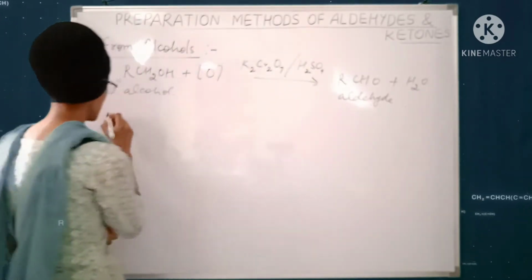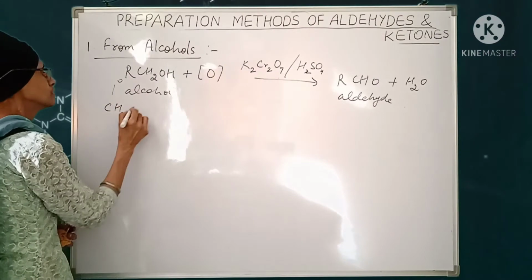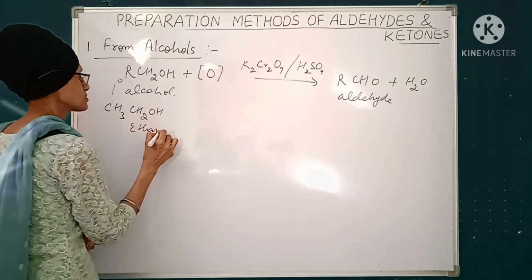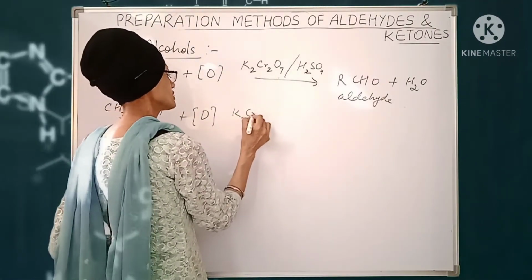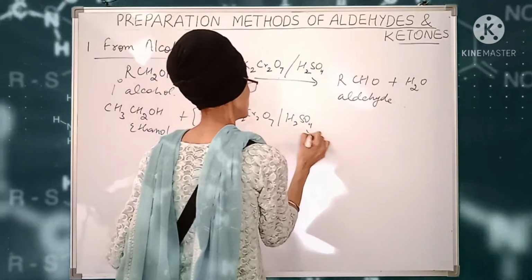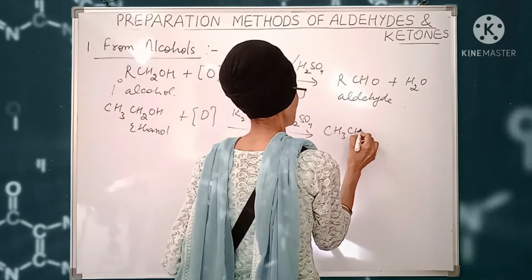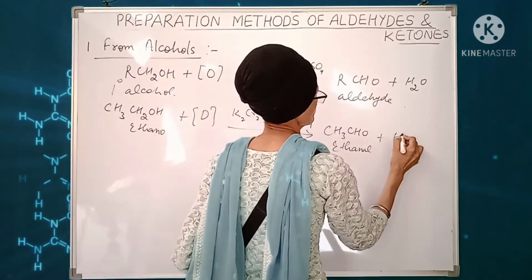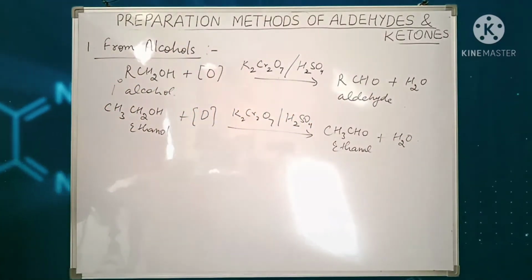So if we change R by a methyl group, we will get ethanol. This ethanol, in the presence of oxygen from the oxidizing agent, changes to ethanal. This is an aldehyde.